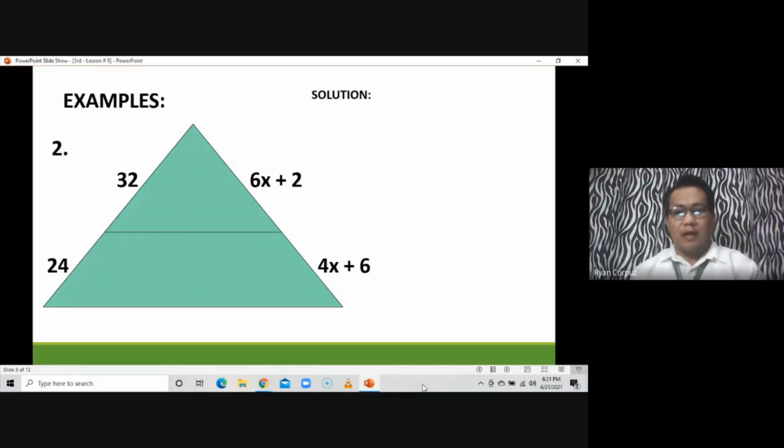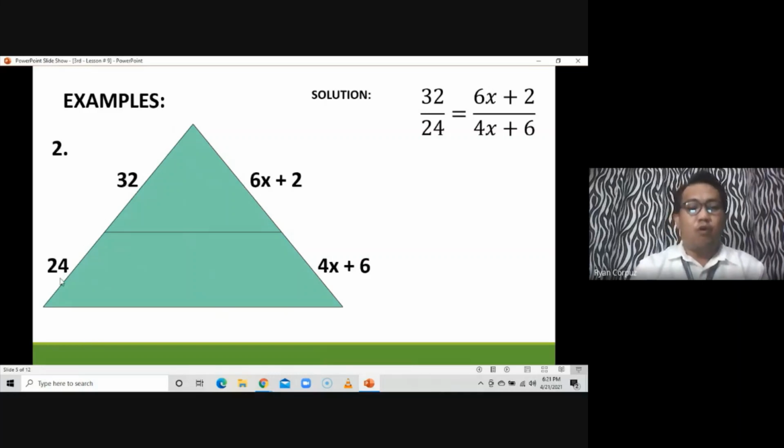Then, with the application of the basic proportionality theorem, what we are going to do first is form a proportion. We can form a proportion either vertically or horizontally. Here, we form it vertically, because in number 1 we did it horizontally. That would be 32 over 24 is equal to 6x plus 2 over 4x plus 6.